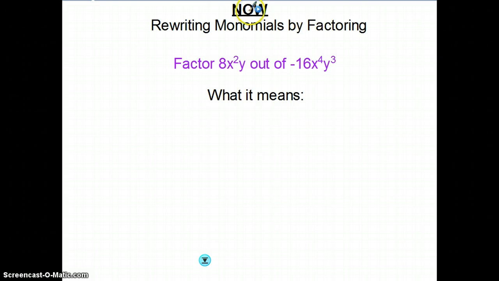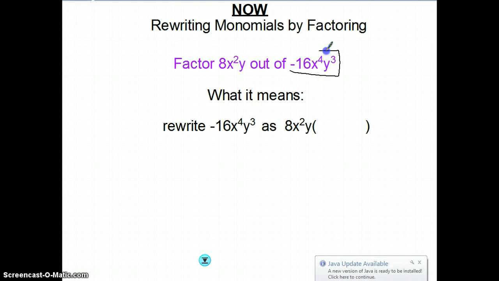Now, we're going to rewrite monomials by factoring. So what I would like to do is factor 8x squared y out of negative 16 x to the 4th y to the 3rd. What this means is that we are going to rewrite our negative 16 x to the 4th y to the 3rd as 8x squared y times something. So we are going to go backwards here.